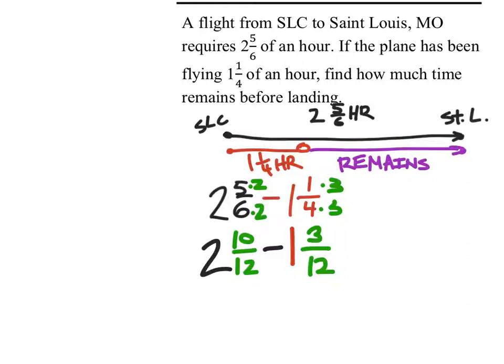And again, why did I do that? I did it to make it easier with the method 2. I got 2 minus 1, which is 1. And then over here, I got 10/12 minus 3/12, which in 12ths would be 10 minus 3, which is 7. So I got 1 and 7/12.